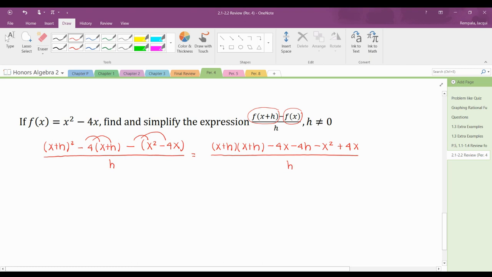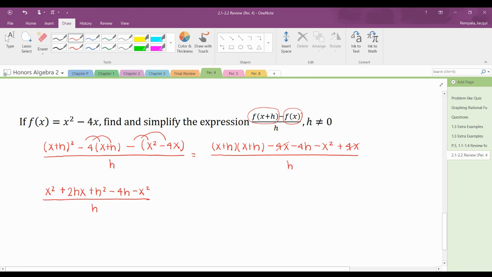I'm going to go ahead and multiply those binomials. So we've got x times x, so that's x squared, x times h, and then an h times x. So we technically then have 2 hx or xh's. Then I have h times h, which is h squared. If I look at the rest of my terms in the numerator, notice that I've got a negative 4x and a positive 4x. So those would cancel. So I still just have a minus 4h minus x squared. And then this is all over h.